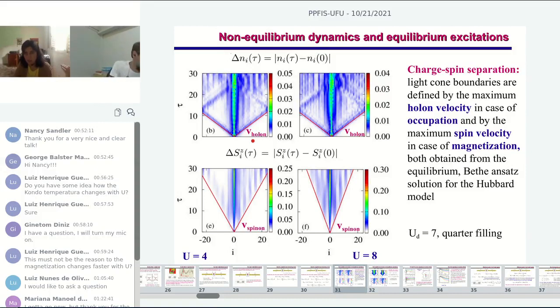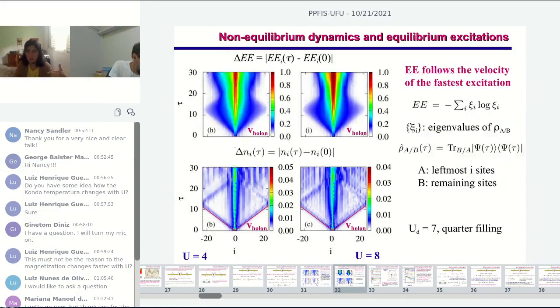The velocity doesn't change much with U in the case of holons, but it does change with U in the case of spinons. Another thing is that the velocity for holons is larger than the one for spinons. Remember that we have to take the inverse of the slope to find the velocity here. Why am I comparing the two velocities? Because I'm now going to show you the results for the entanglement entropy.